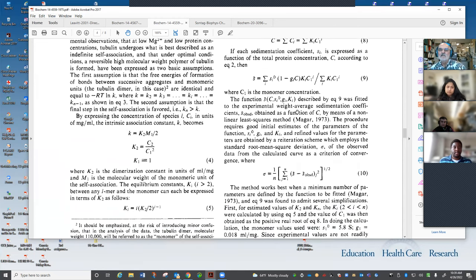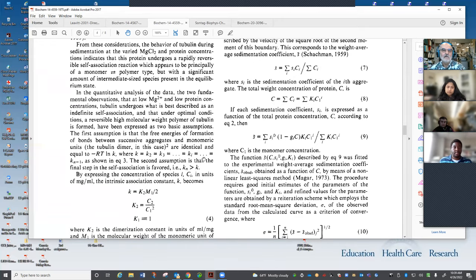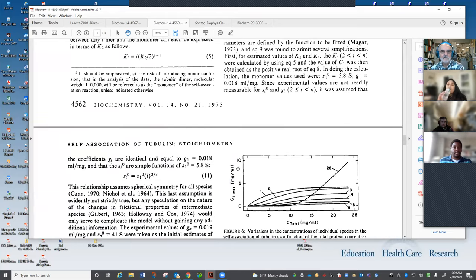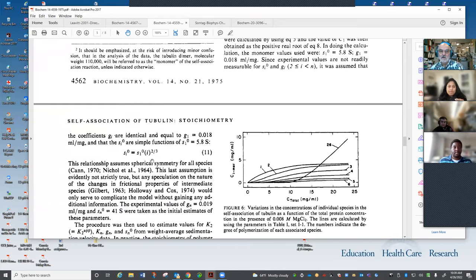Now, it's not explicitly saying it here. I'm pausing here to look around to make sure I'm right about this. Here it is. This is what I'm looking for. Here is the approximation that they make, that the S value of the oligomers goes as I to the 2/3. So think back to what we were talking about when we did this last week. I to the 2/3 came out of the spherical approximation.